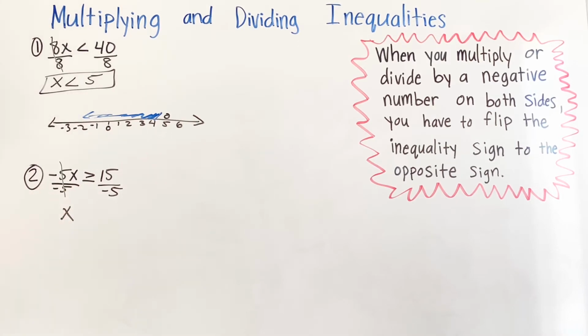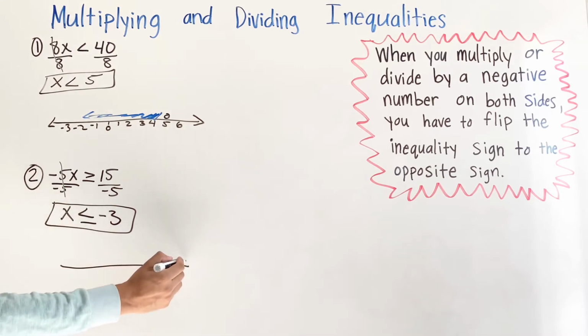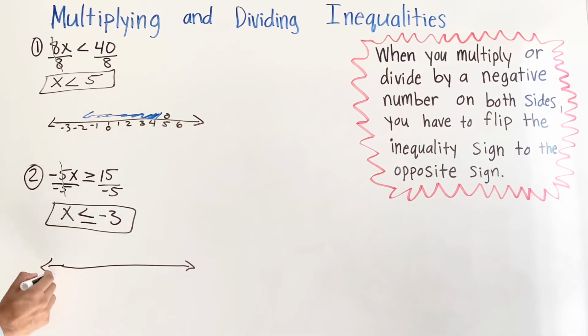So instead of being greater than or equal to, now it's going to be less than or equal to, and then we just divide. Negative 5 goes into 15, negative 3. So that's going to be your answer. Then we're going to graph it.